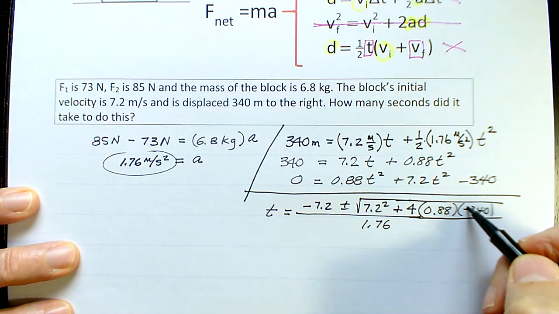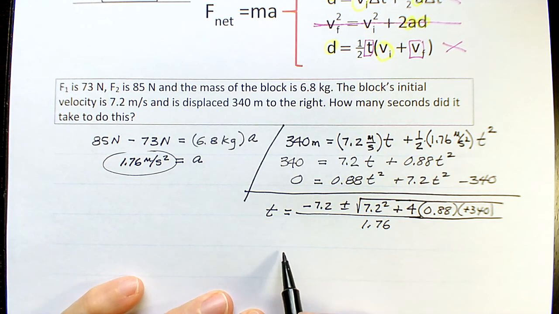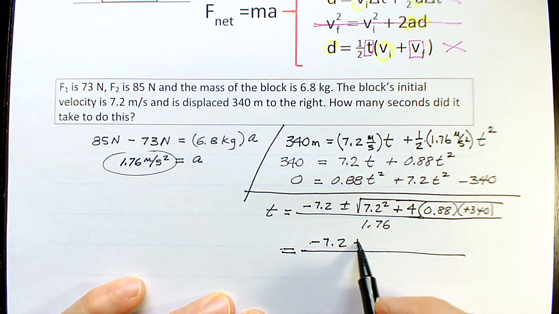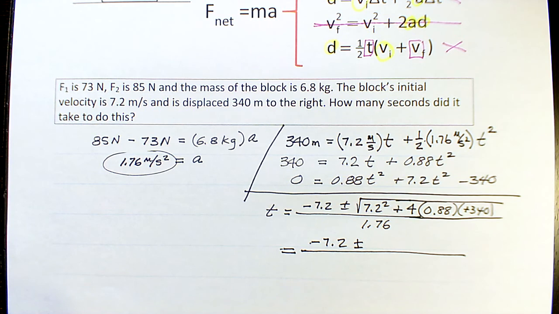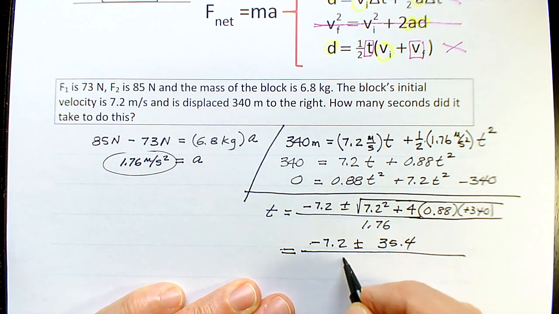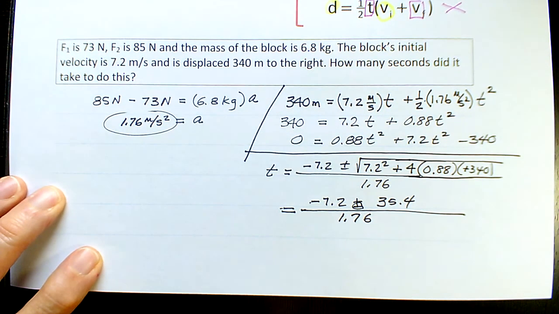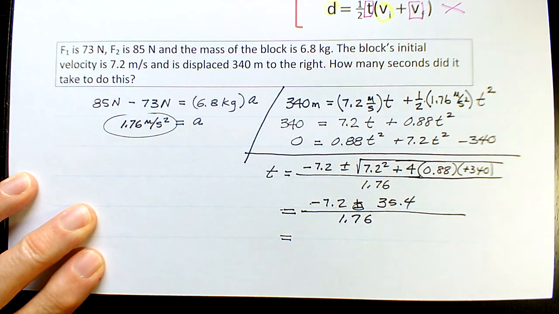Alright, so these 2 negatives cancel, leaving me with a certain-to-be positive discriminant, which is helpful unless I want to get a complex time. So negative 7.2 plus or minus, and then evaluating the discriminant and taking the square root, I get 35.4. All of it divided by 1.76. Alright, so I'm not going to bother with the negative part because that's going to give me a negative time. I'm going to evaluate only the positive part. And I get 16.0.